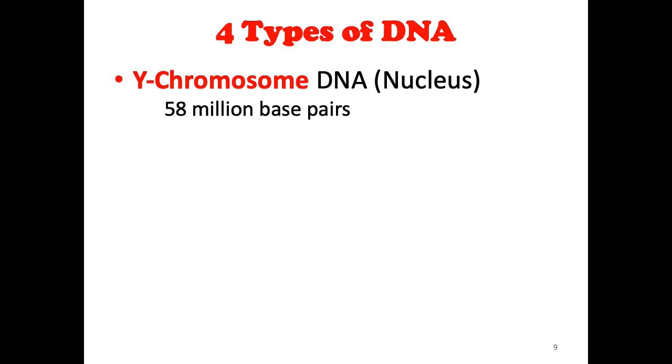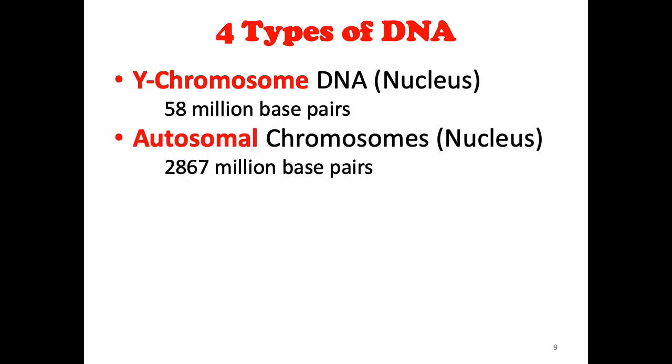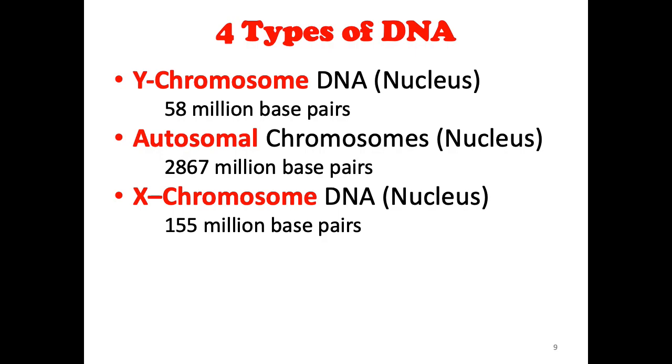So I mentioned that there's different types of DNA. Within the nucleus, men have the Y chromosome. And also there are the other chromosomes that you have, which are called autosomes. Those are the 22 other chromosomes besides the sex-determining chromosome. A man would have one Y and one X chromosome. Females would have two X chromosomes.